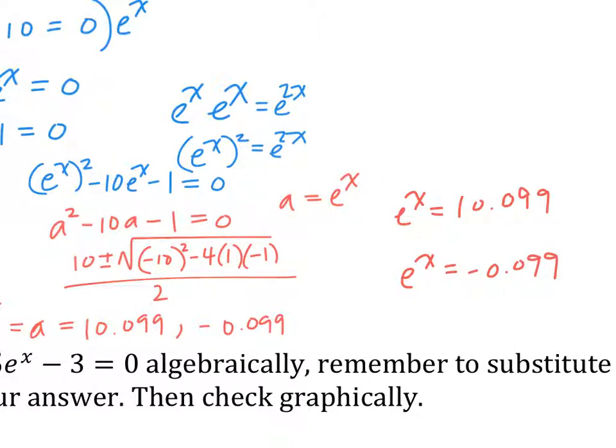How do I solve for x? Natural log. Natural log cancels out the e because they have the same base. So the first answer is natural log 10.099. The second answer is natural log negative 0.099. Or is it? Natural log of negative 0.099 does not work. Why not? Yes, we can't have a negative in the log. So that answer, you don't even have to check. It's not going to work.